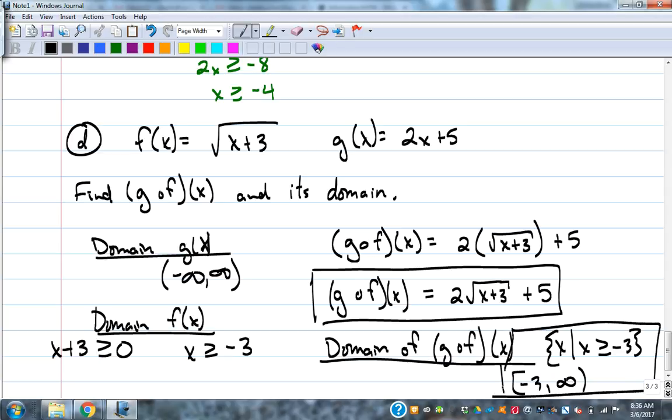Those are our domains for the composite function. You just put the bracket because you've already found the domain of g of x and positive. The bracket is because of the equal to sign here. This says x is greater than or equal to -3. If I had a parenthesis right here, it'd just be greater than -3. It wouldn't include the -3.